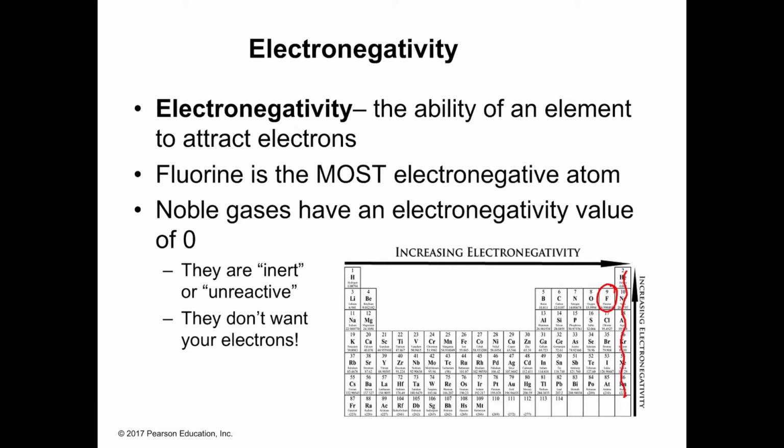The noble gases don't form compounds because they already have 8 valence electrons. The whole point of bonding is to get 8 valence electrons. You're going to give your electrons away, you're going to gain some new ones, you're going to share electrons, but it's all so that those elements can get 8 valence electrons.